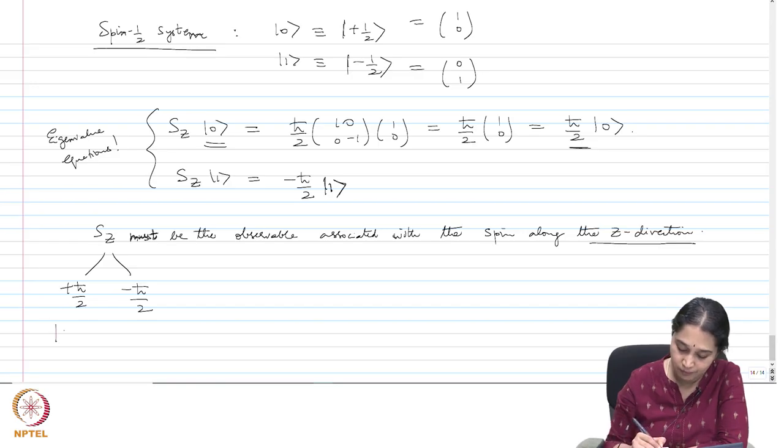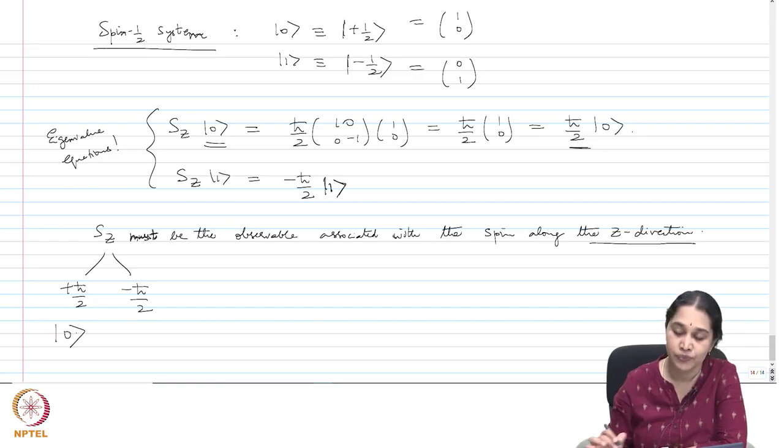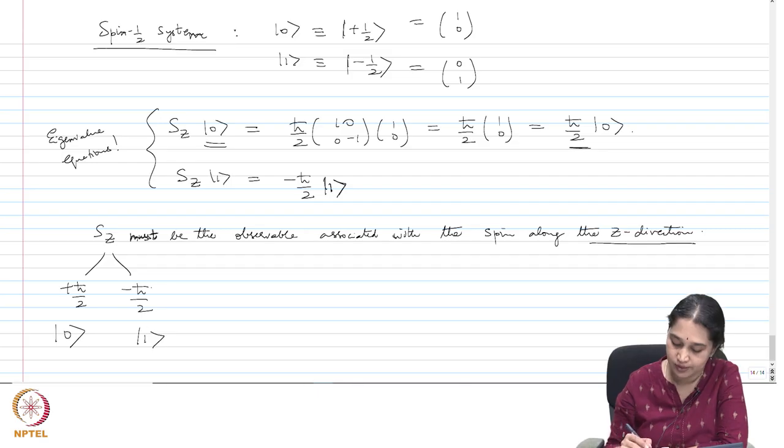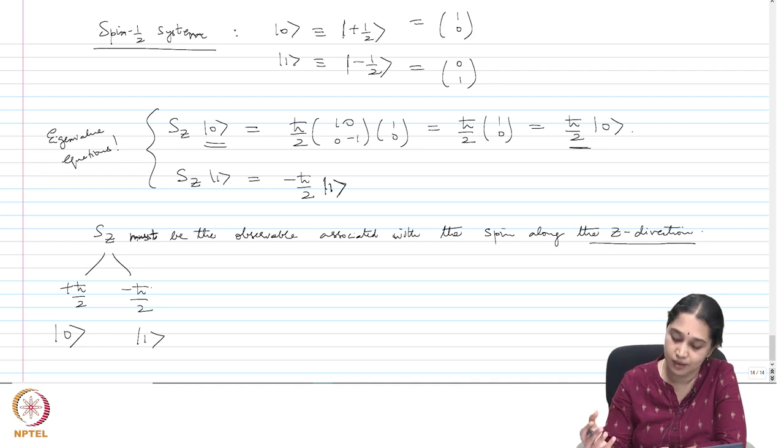So if the spin half particle is in state ket 0, then the spin takes the value plus h bar by 2, and if the spin half particle is in the state ket 1, then the spin along the z direction takes the value minus h bar by 2. So this is an example of how we associate a certain Hermitian operator with a certain physical quantity, namely in this case the spin of a spin half particle.